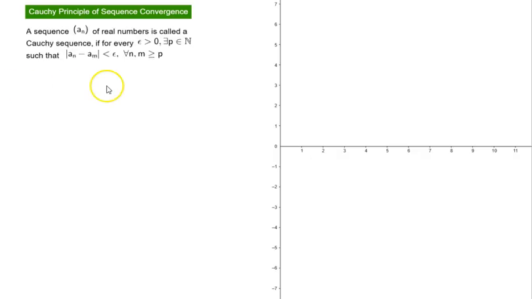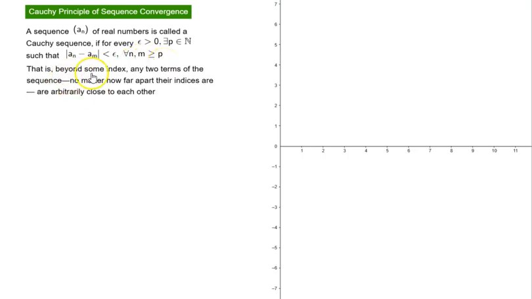Let's look at a very important principle, the Cauchy principle of sequence convergence. A sequence a sub n of real numbers is called a Cauchy sequence if for every epsilon greater than 0, there exists p in natural numbers such that the distance between a sub n and a sub m is less than epsilon for all n, m greater than or equal to p.